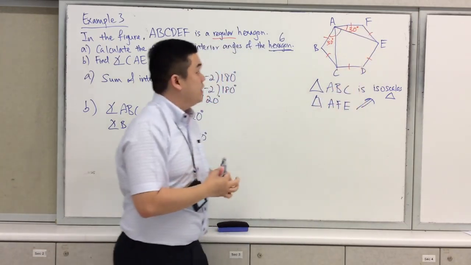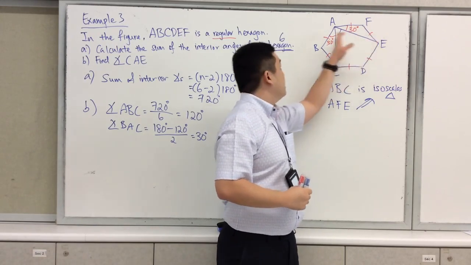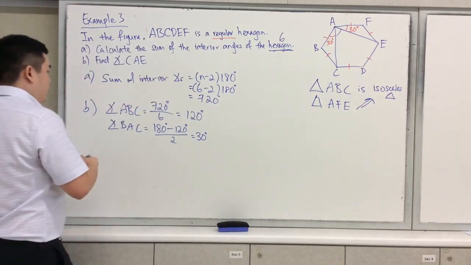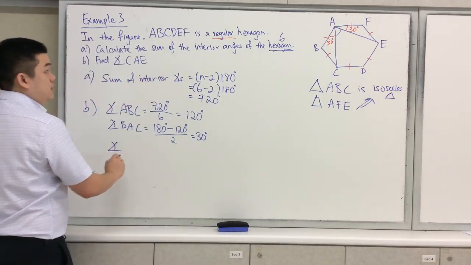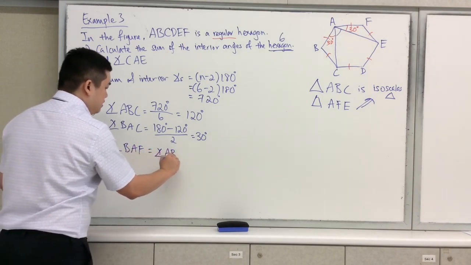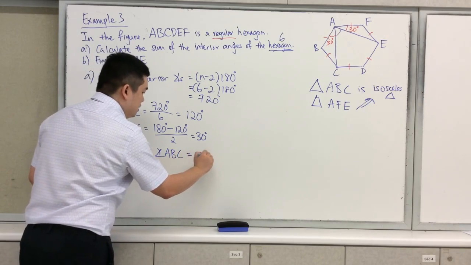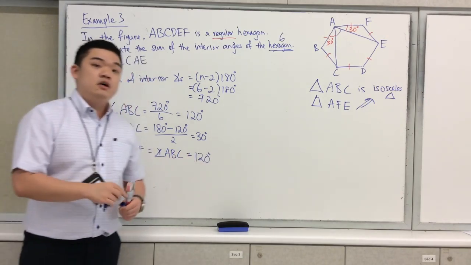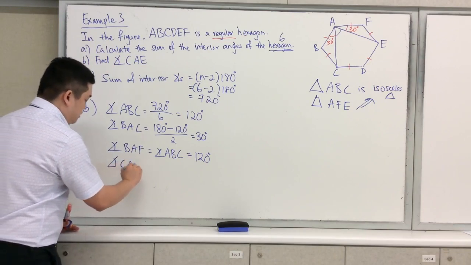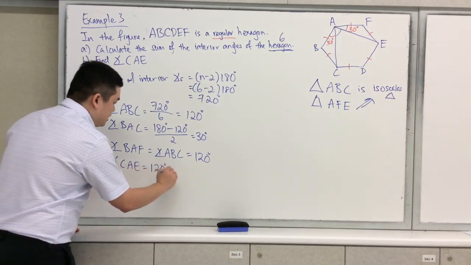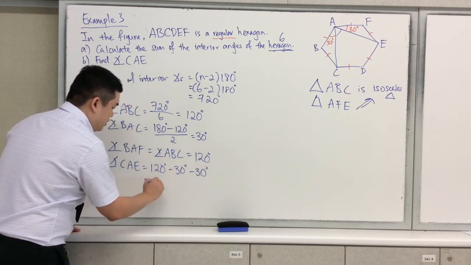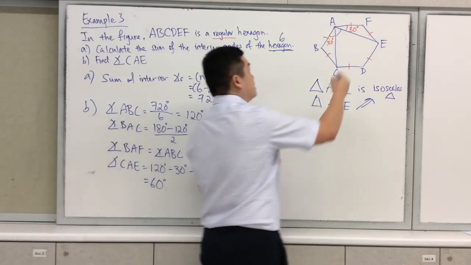Why is this 30 as well? Because these two lengths are the same as these two lengths, so this angle and this angle are the same. So now, we can also say that angle BAF is equal to angle ABC, which is equal to 120, since they are the same angle in a regular hexagon. So I can conclude that angle CAE is 120 degrees minus 30 degrees minus 30 degrees, which equals 60 degrees. So I know that this is 60 degrees.